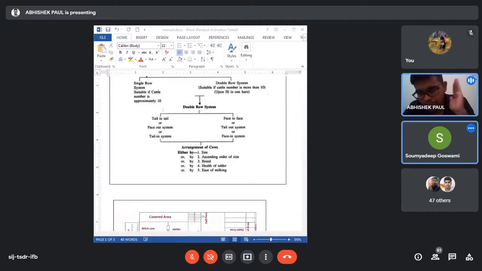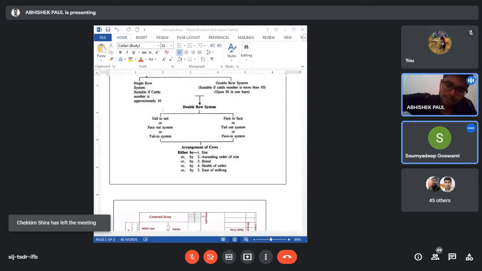So always keep in mind, I have already explained during clean milk production, while milking the animals, you should milk the healthy ones first, then the unhealthy ones. If any animal is suffering from any disease, that one you have to milk last. So health of the udder is one of the criteria to arrange the cows in a farm. And the last one is ease of milking. Suppose some animals are a little bit docile, some are a little bit aggressive. So you can arrange the cows based on their temperament also.